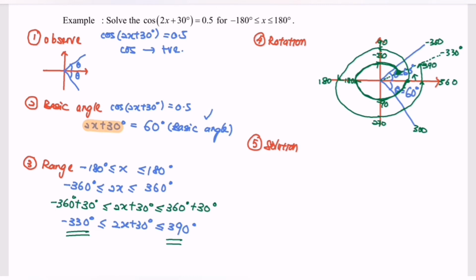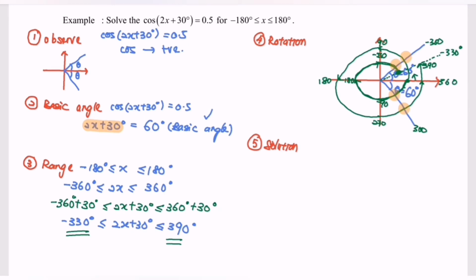Now we are going to find the intersection points between the blue color and the green color. This will be the point of intersection, this will be a point of intersection, and this one will be the last point of intersection. So finally we have 4 angles.